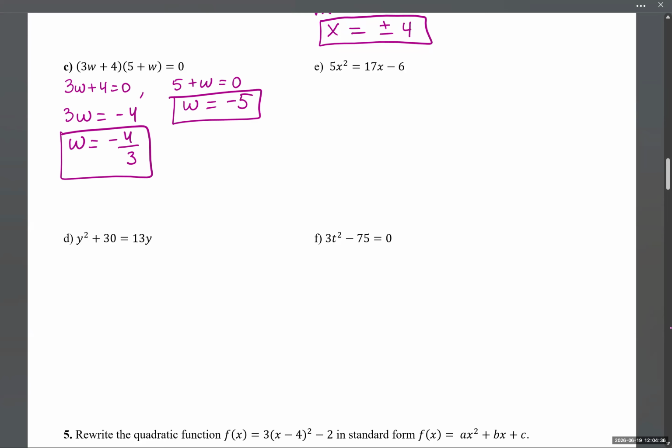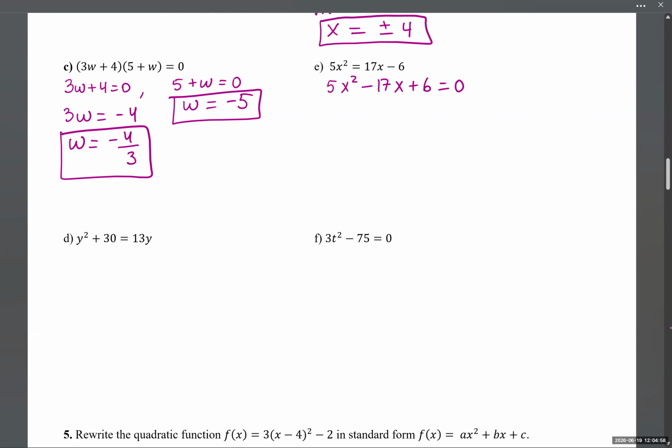Part E, we have a quadratic, but it's not written in standard form. In order to solve it, we have to write it in standard form. So let's move everything to the left-hand side. 5x squared minus 17x plus 6 equals 0. Then we will go ahead and factor it.